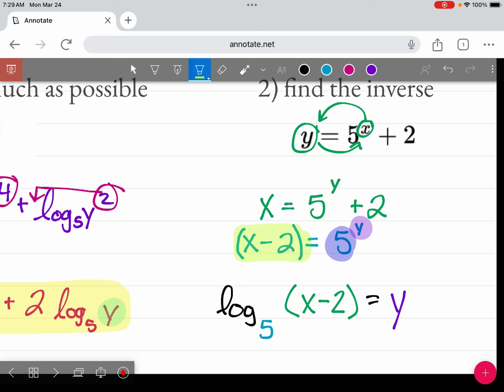We hadn't put it together in those words so much, so I wanted to go through that one with you. This is our inverse. Exponential functions and logs are inverse functions of each other.